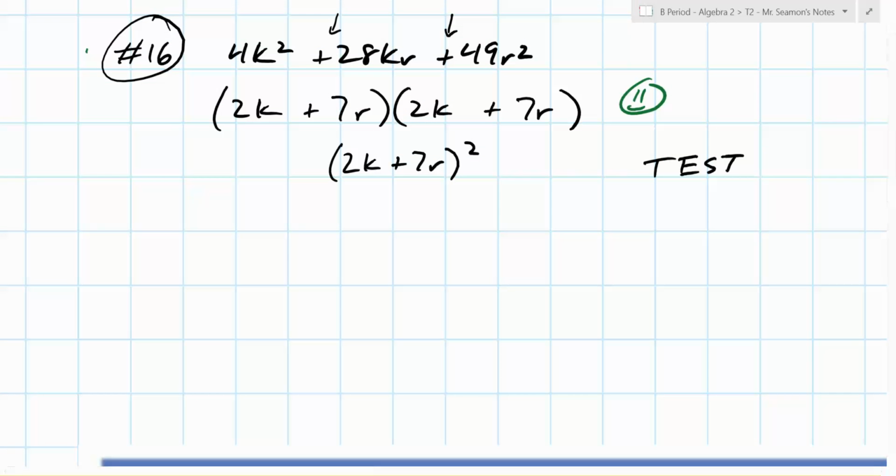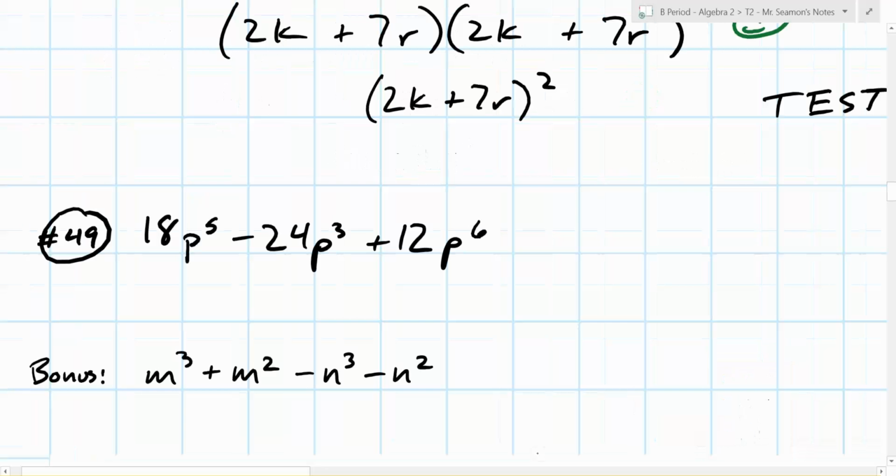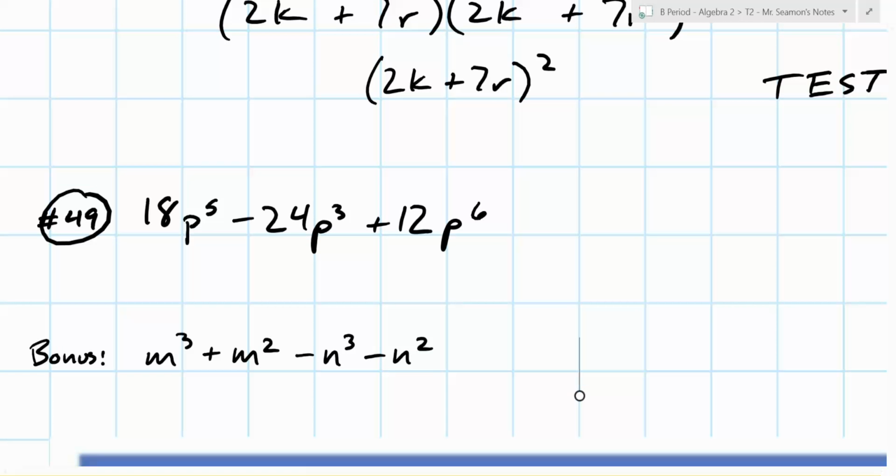We don't always have to write it with the variables twice. It makes it harder, but once you practice it, you'll be like, oh, okay, that's fine. You'll get there. What's the first thing you're supposed to do? Kids. Kids. Finally. It's the GCF.